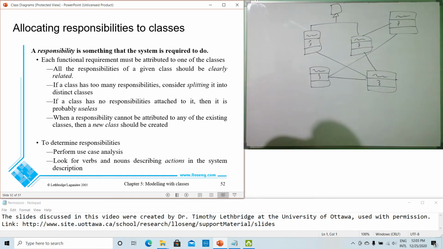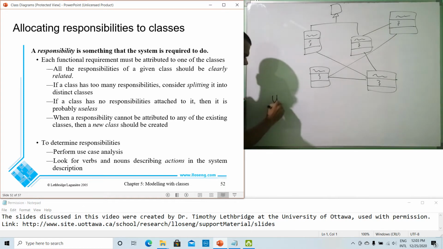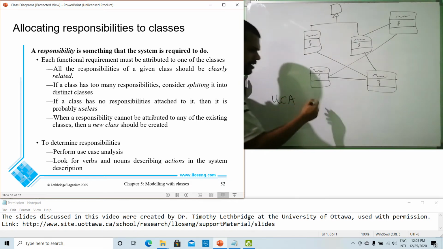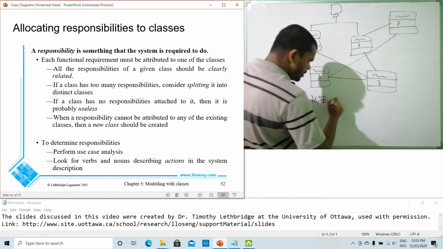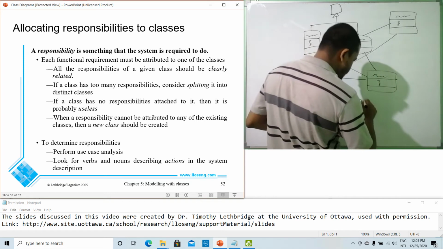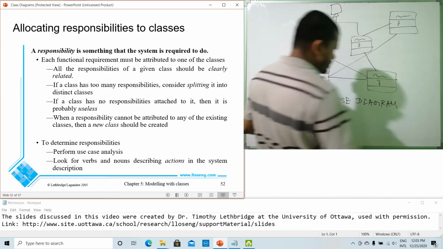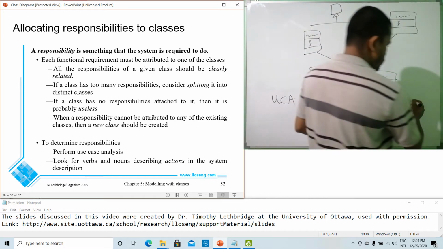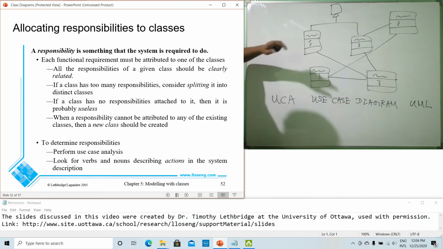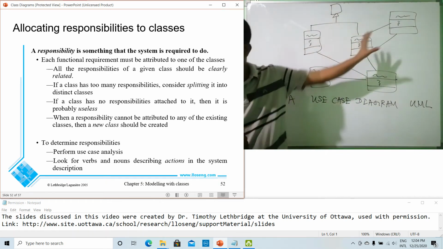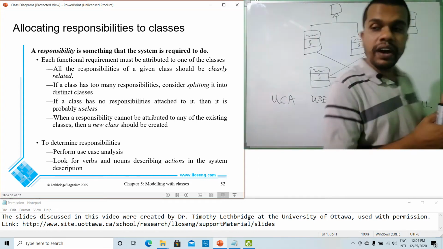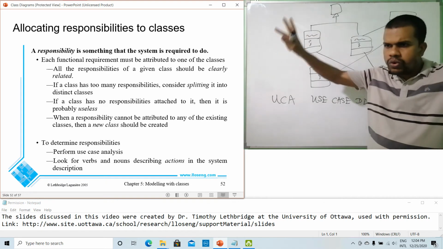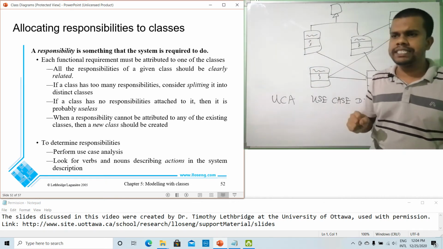Please wait. So to determine responsibilities, one particular thing is you can perform use case analysis. The related diagram is the use case diagram. This is also one particular diagram that is used in UML. And now you know, in the class diagram, we have studied the structure of our information system; we have planned the structure of the information system using a class diagram.